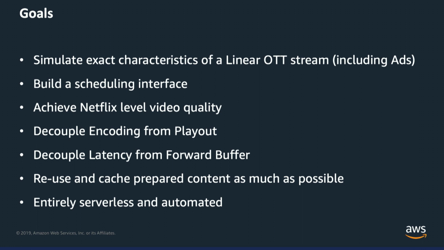I also knew that we needed to build a scheduling interface. A linear TV channel doesn't make any sense unless you can schedule what comes after what in sort of a linear playout fashion. I also wanted to achieve Netflix video. I mean, I'm just using Netflix as a bar in terms of how great their video quality is, but you can substitute any sort of high-end SVOD service in there. Essentially, I'm saying I want VOD quality in a live stream, which typically is not the case.